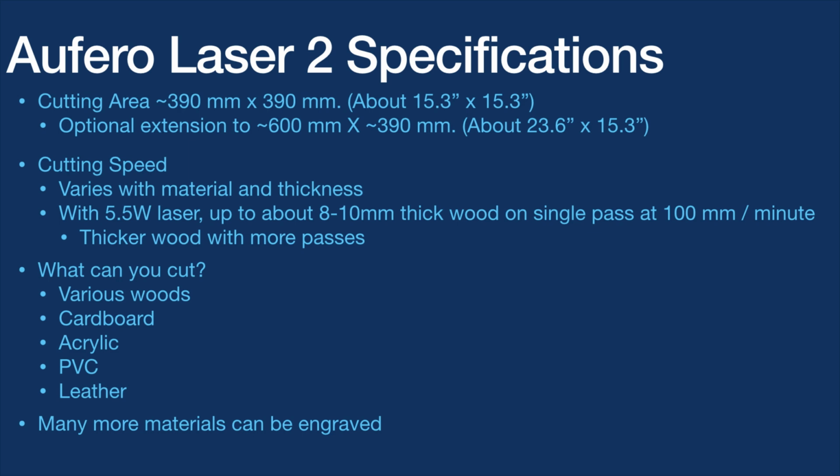You can cut various types of woods. Obviously, some woods will cut faster and easier than others. You can cut cardboard, acrylic, PVC, leather. Certain plastics won't really work very well because the laser will just tend to melt the edges of those, and you're not going to get clean cuts. But PVC and acrylic do typically cut pretty well with the laser cutter. And of course, the variety of materials that you can engrave is quite a bit larger.